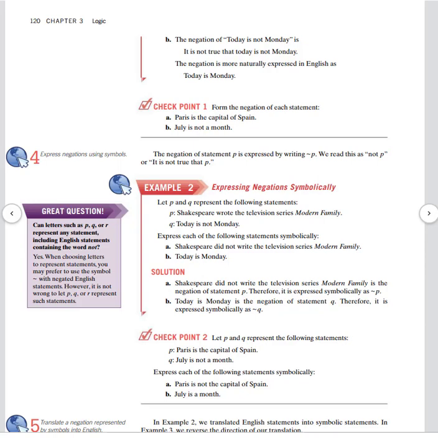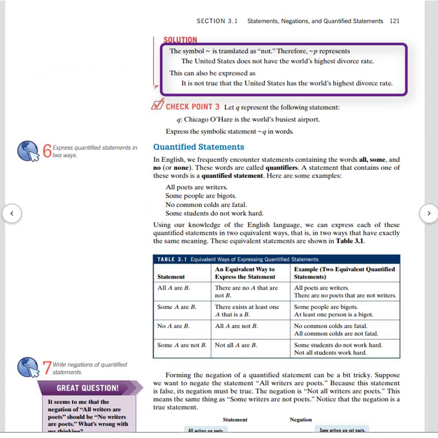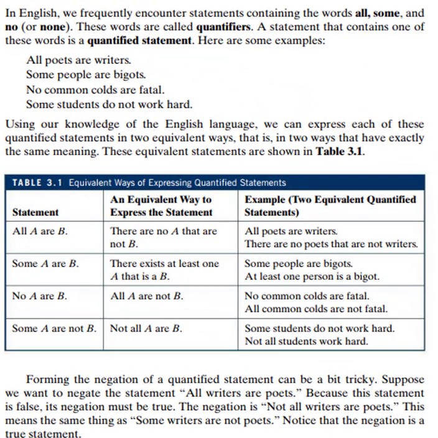You can express a statement in English in symbolic form, or you can express a symbolic form in English. If you look at example 3, it shows you that. And once again, there are several ways you can translate the symbol into English. Quantified statements contain some words that indicate a quantity, like all or some or none or no. Look at table 3.1. It illustrates some ways of expressing quantified statements.